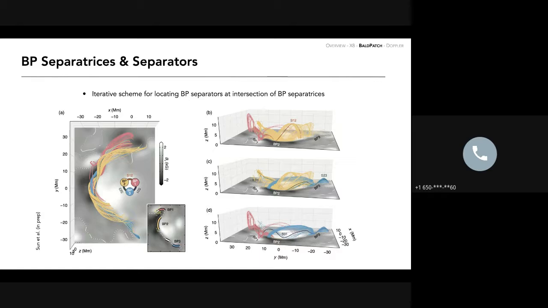So these are the magnetic topology, based on the nonlinear force-free field extrapolation. Next slide, please.